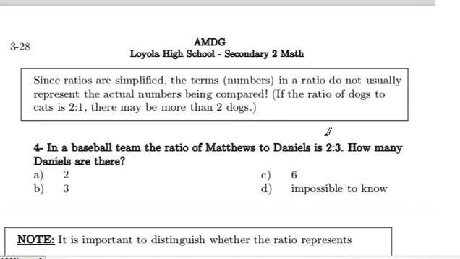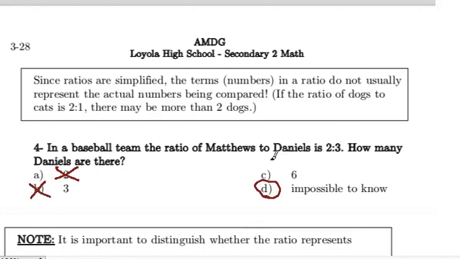Well, you might look at this and say, well, the Matthews is 2, so they were trying to trick me here. They're trying to get me to think that the Daniels would be the 2, but no, Daniels is the second one, so I bet it's 3. But 3 is actually the wrong answer here, as I think a lot of you would know. It's actually impossible to know from the information here how many Daniels there are.